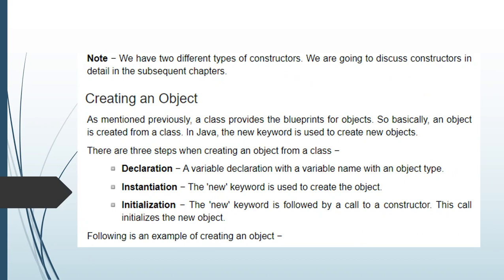Creating an object. As mentioned previously, a class provides the blueprints for objects. So basically, an object is created from a class. In Java, the new keyword is used to create new objects. There are 3 steps when creating an object from a class: declaration, a variable declaration with a variable name with an object type; instantiation, the new keyword is used to create the object; initialization, the new keyword is followed by a call to a constructor. This call initializes the new object. Following is an example of creating an object.